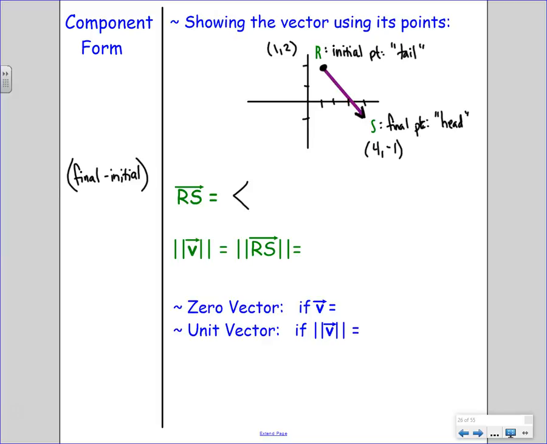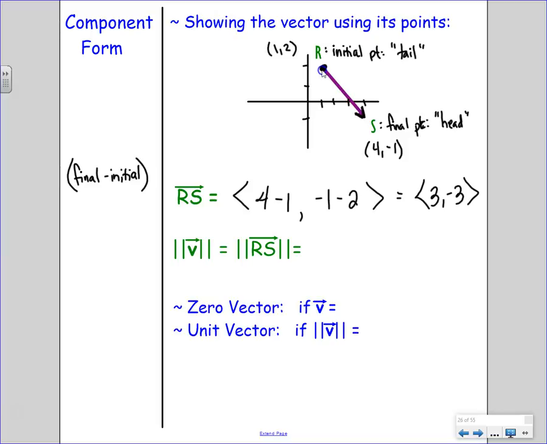We take the x value of the final point, which is 4, minus the x value of the initial, which is 1. Then we take the y value of the final, which is negative 1, minus the y value of the original, which is 2. That ends up getting us 3, negative 3.